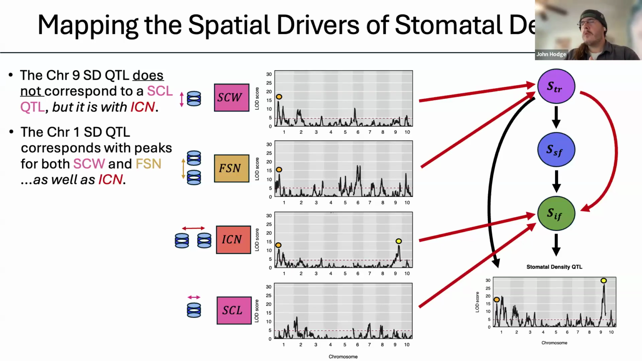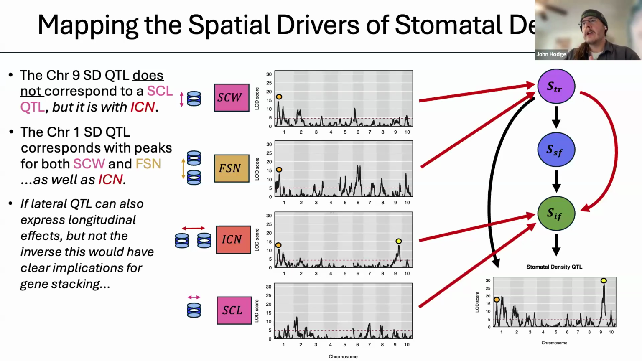And this is one of the takeaways that we actually got during this study, because it does seem like there is a hierarchy to how certain processes can emerge in development, where you can have these lateral QTL that affect the file spacing that can cascade into the longitudinal effects, but you can't have the inverse. And so this might have implications on how gene stacking might work.